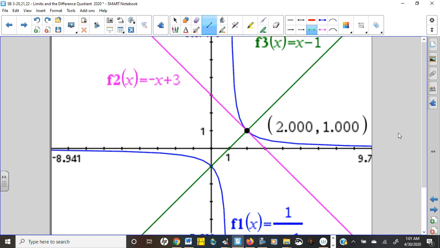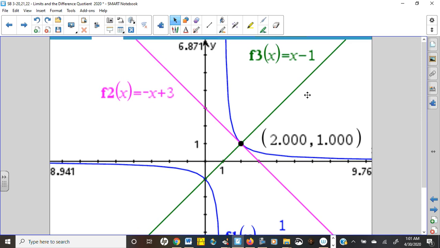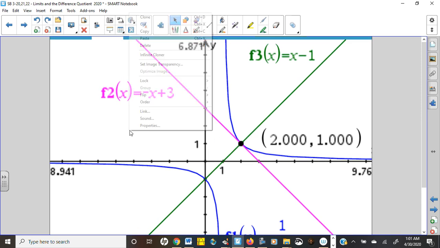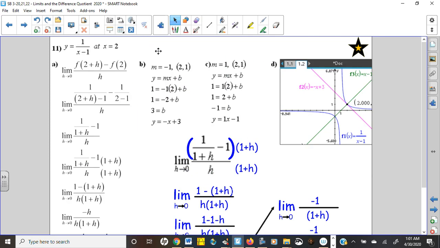And then when I took the opposite reciprocal of -1 and found the normal equation, which was x minus 1, look how perpendicular that is through that same point. Perfect. Very cool to see that in action. I highly recommend once you get your answers, you plug them into your calculators to see how it works.